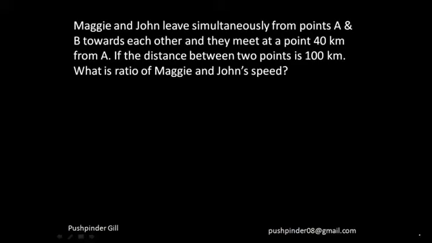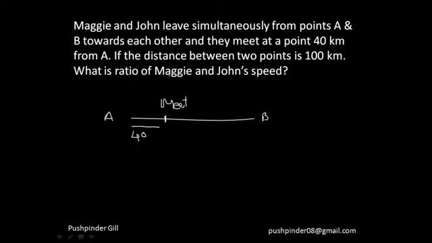Now Maggie and John leave simultaneously from point A and point B towards each other, right? So this is point A and this is point B. So they travel towards each other, and they meet at 40 kilometers from point A. So they meet at this point. Let's suppose this is their meeting point, right? And this is 40 kilometers from here.